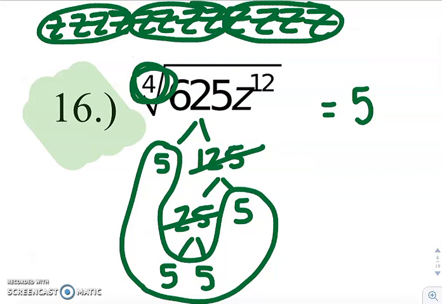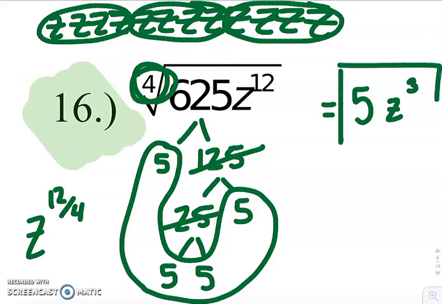We also know how to rewrite this in exponential form. If we took the 4th root of z to the 12th, it would be z to what power? 4/12 or 12/4? 12/4, which equals z to the third. So in this case, this is a perfect root for both the number and the variable. 625 has a perfect fourth root, and z to the 12th has a perfect fourth root.